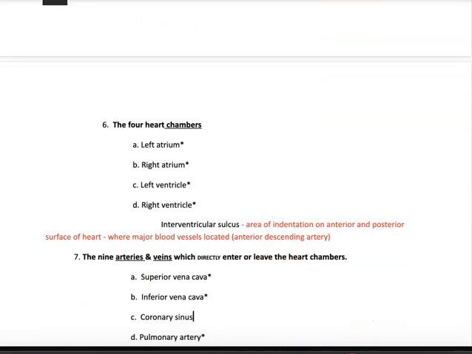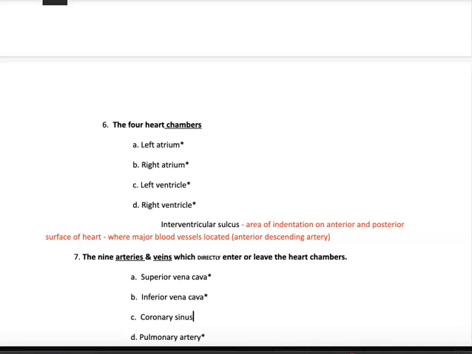So the heart is two pumps, the systemic and pulmonary pump, the pulmonary being the right side, systemic being the left. On each side you have 2 chambers. You have a total of 4. So the atria are on top, you have the right and left. The ventricles, left and right, are on the bottom.